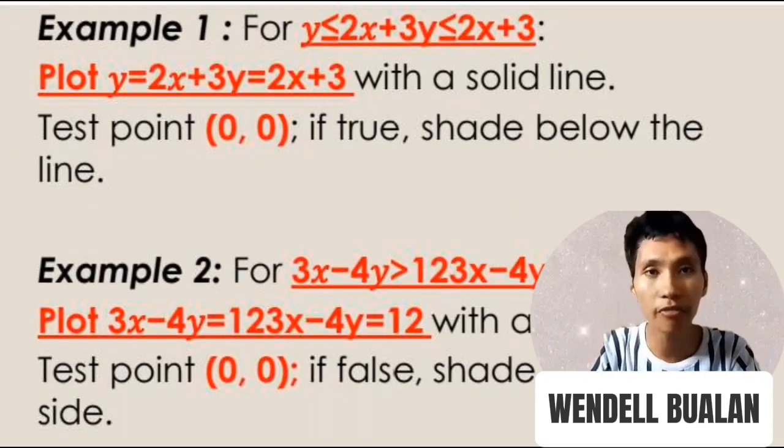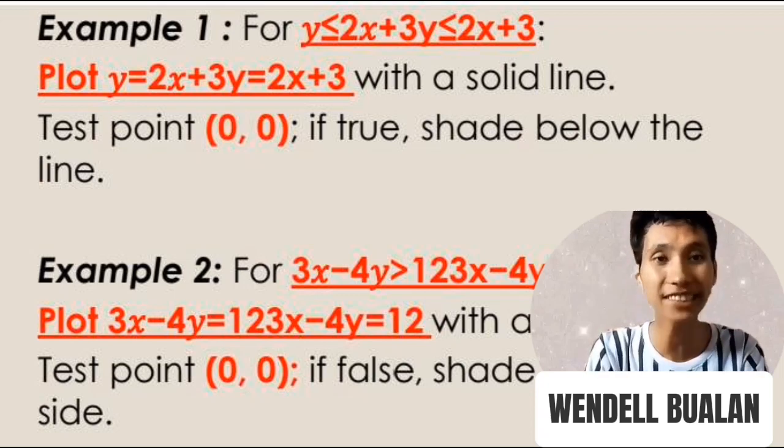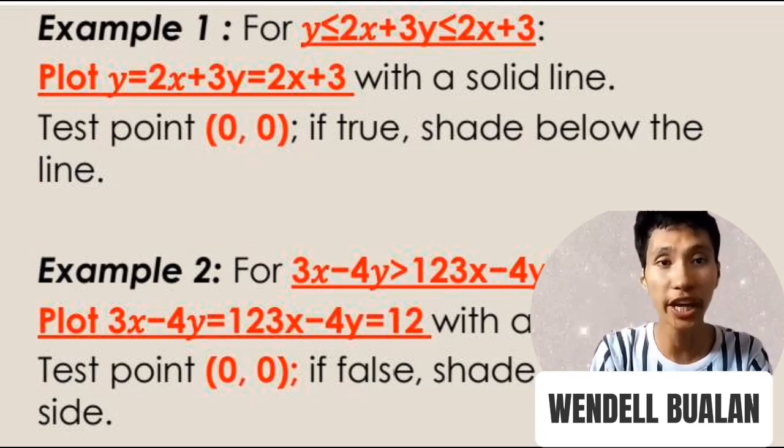For example, for y is greater than or equal to 2x plus 3. First, plot y equals 2x plus 3 with a solid line. Test point (0, 0). If true, shade below the line.